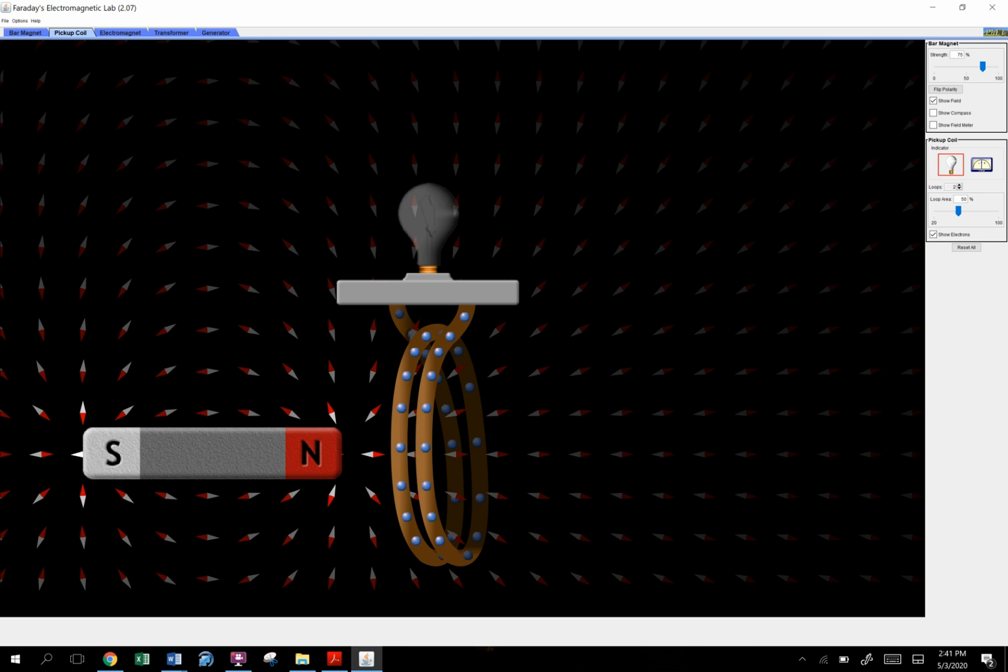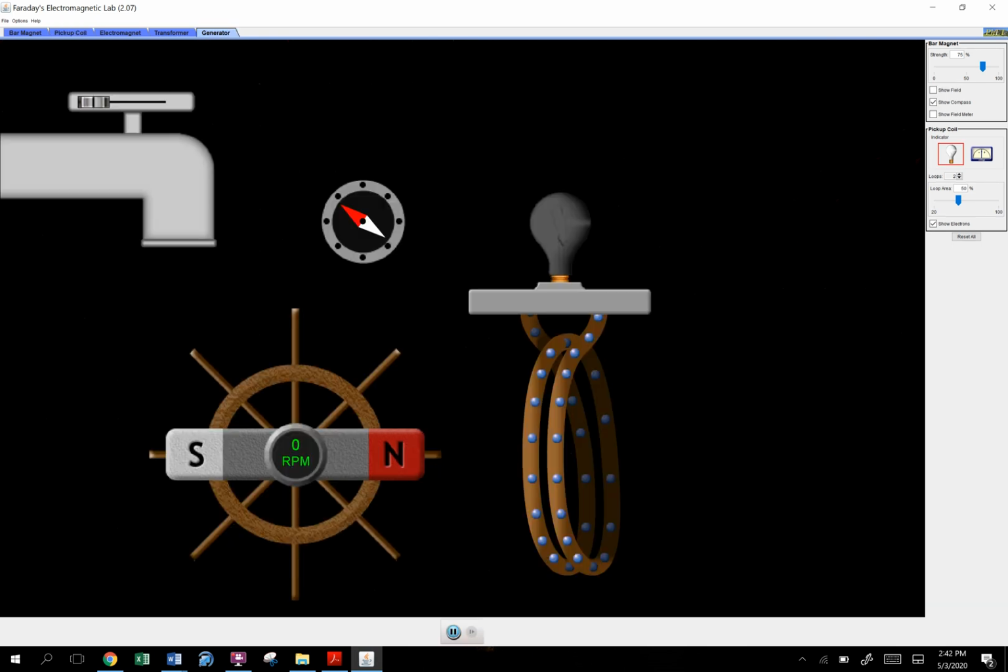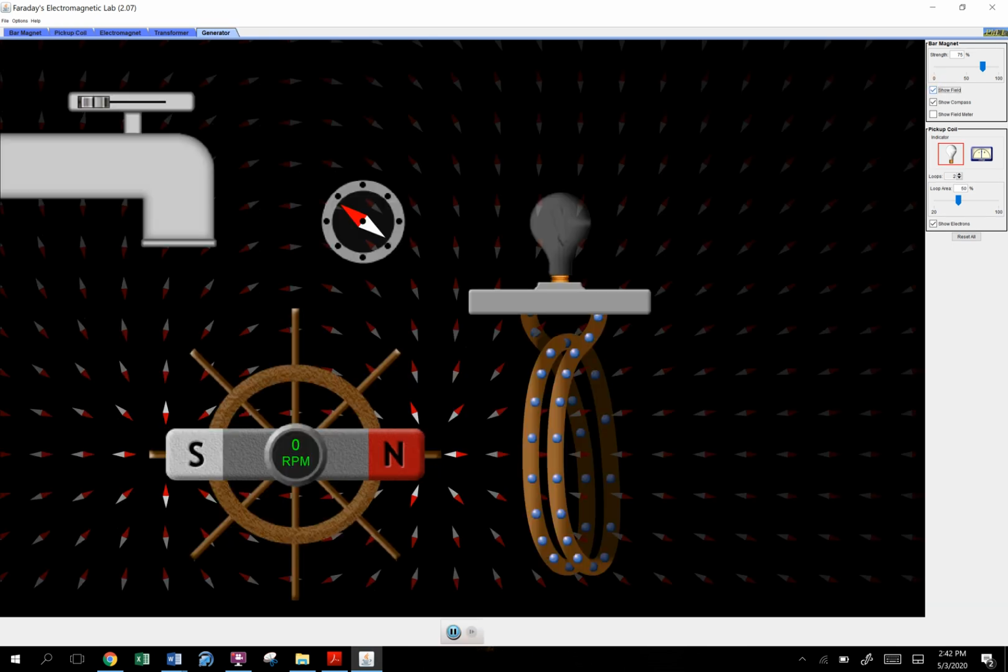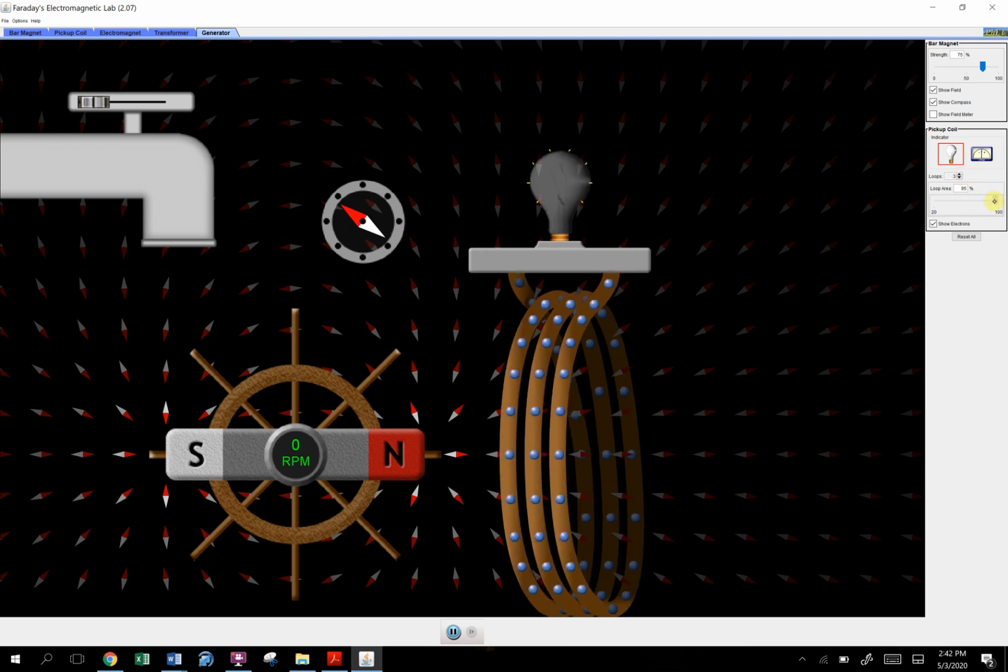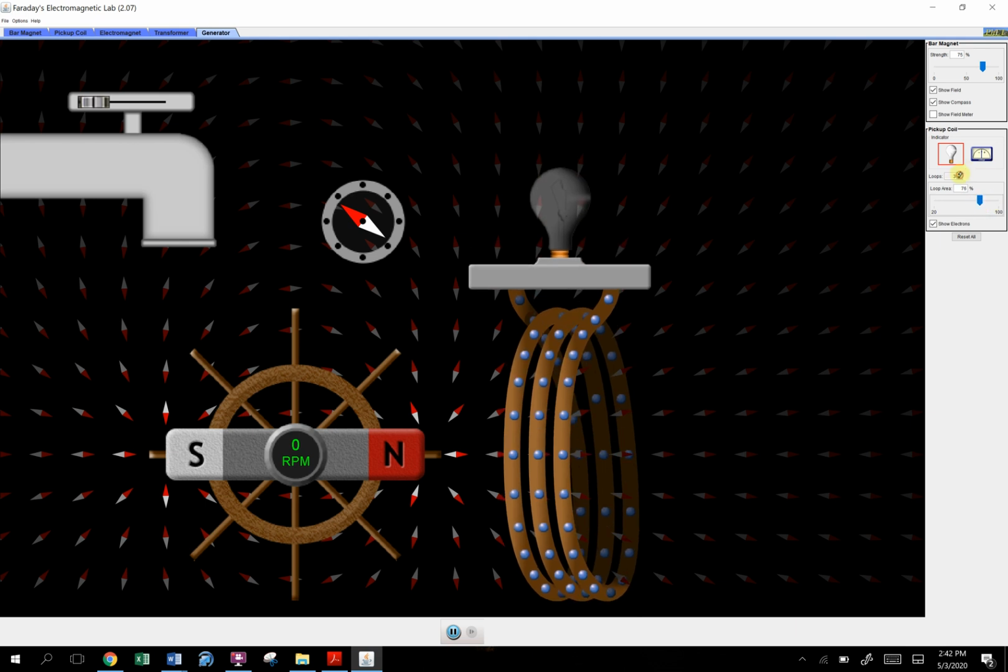So that's where generators come in. What if we could constantly change the magnetic field near a loop of wire? So I'm going to make this bigger. Hopefully it has a better effect. Big wire. And we have the maximum. Okay. So basically this is your standard generator. In a real hydroelectric dam, they have large turbines that spin magnets near coils of wire.